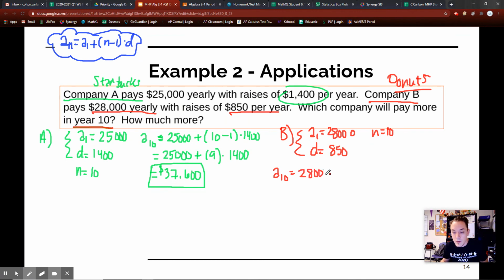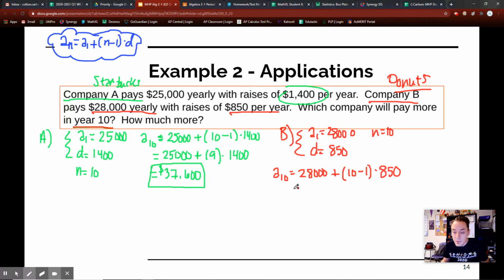Just following my formula. I'm not making this up. Just 28,000, plus, because my formula says plus, parentheses, what's my N? 10 minus 1, again part of my formula. And then times D. What's my common difference? 850. That's how much I'm being raised every single year.